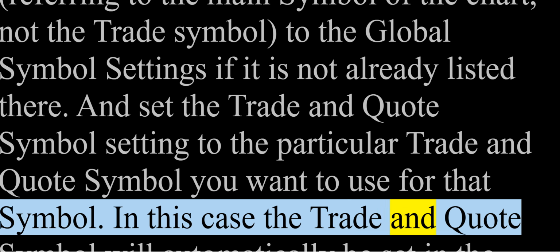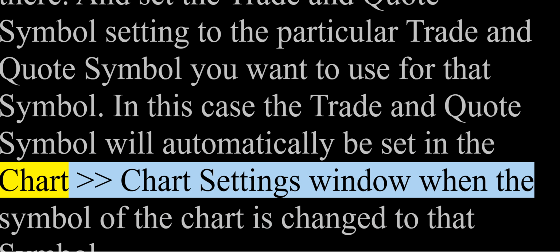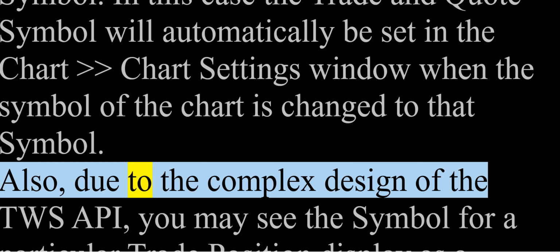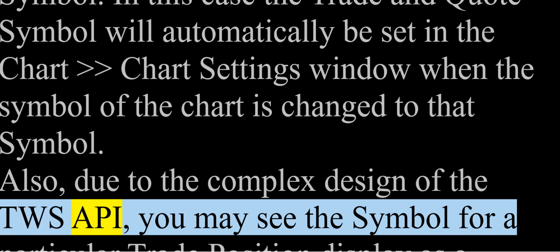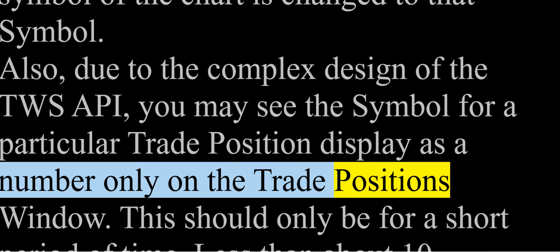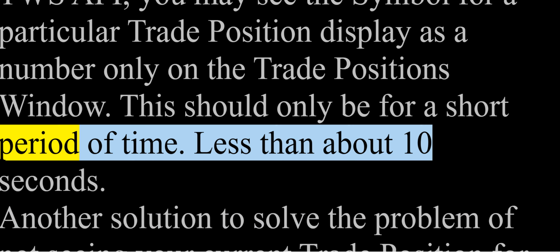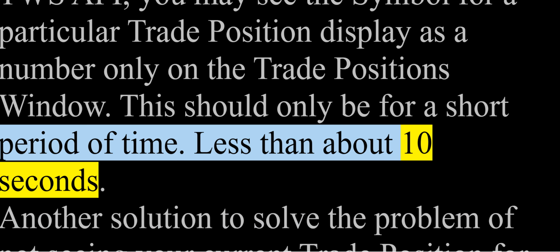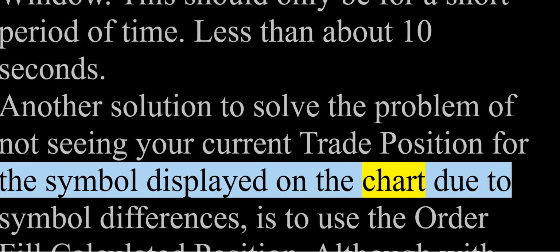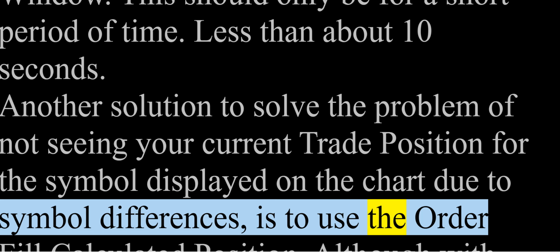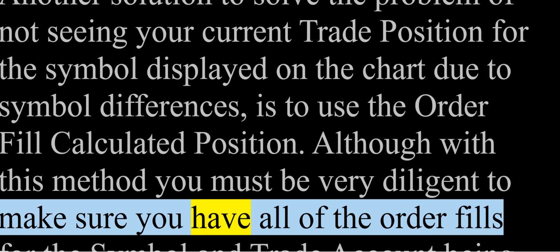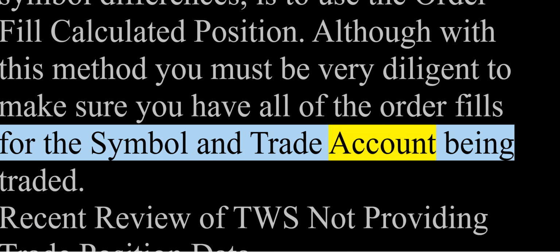In this case, the trade and quote symbol will automatically be set in the chart settings window when the symbol of the chart is changed to that symbol. Also, due to the complex design of the TWS API, you may see the symbol for a particular trade position display as a number only on the Trade Positions window. This should only be for a short period of time, less than about 10 seconds. Another solution to solve the problem of not seeing your current trade position for the symbol displayed on the chart due to symbol differences is to use the order fill calculated position. Although with this method, you must be very diligent to make sure you have all of the order fills for the symbol and trade account being traded.